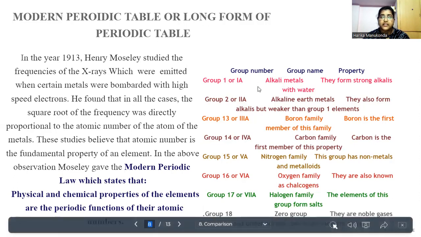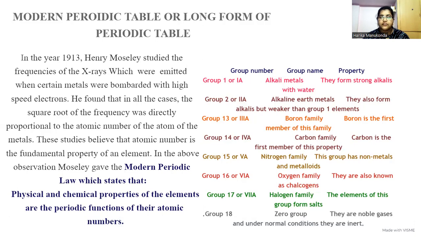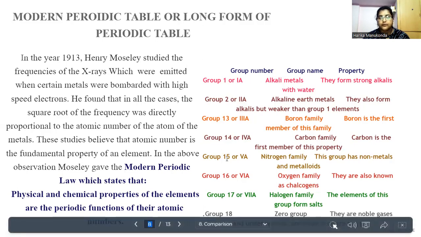But here he introduced 18 groups and 7 periods. If you see here, children, group 1 to group 18, we can see alkali metals, alkaline earth metals. Group 13 is the boron family, 14 is the carbon family, 15 is the nitrogen family, 16 is the oxygen family or chalcogens, and 17 is the halogen family or group of salts. 18 is the zero group, the noble gases.